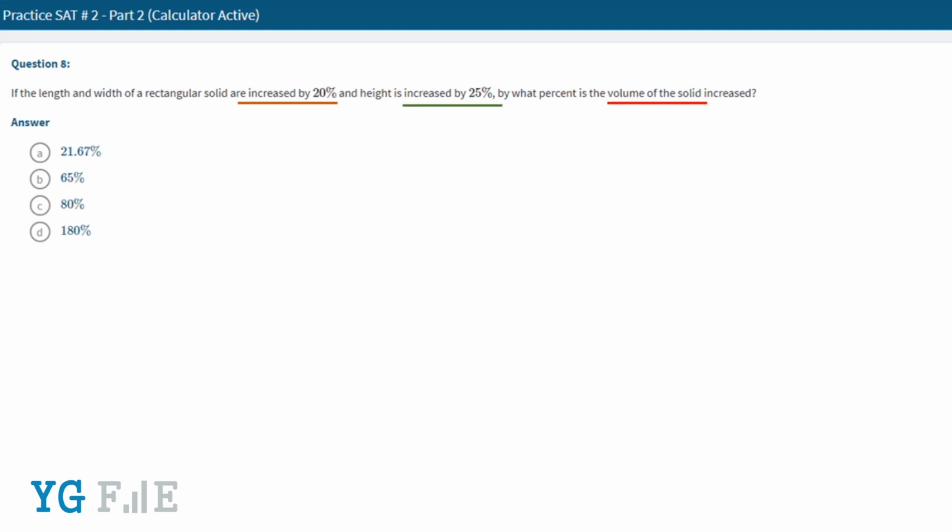And since we have no information of the dimension of the solid, we can let its dimension using a variable. So we'll let the dimension of the solid before it is increased be L1, W1, and H1, which show the length, the width, and the height of the solid. If we multiply these three variables, then we will have its volume. So we can let the volume before it is increased be V1.